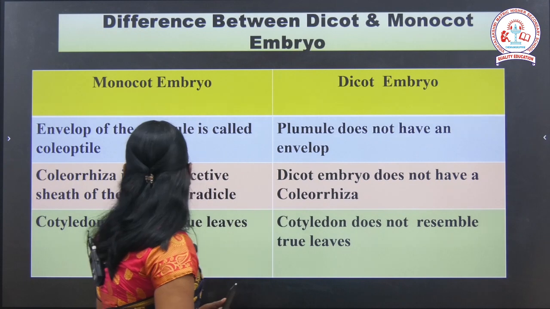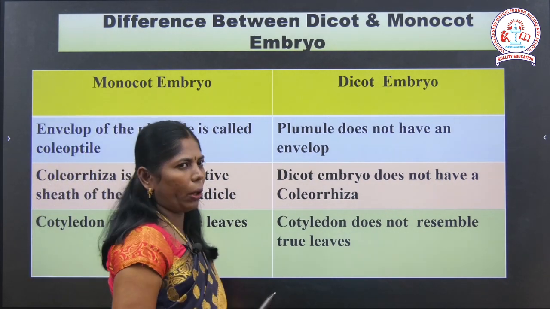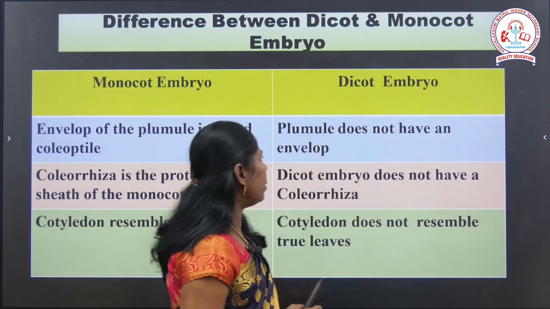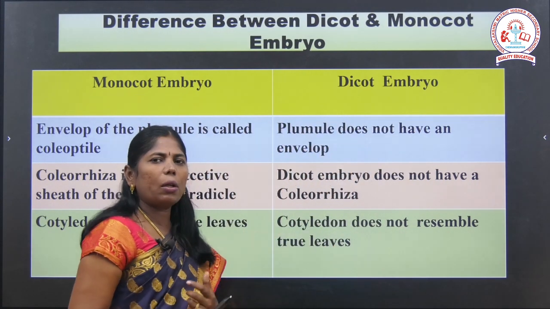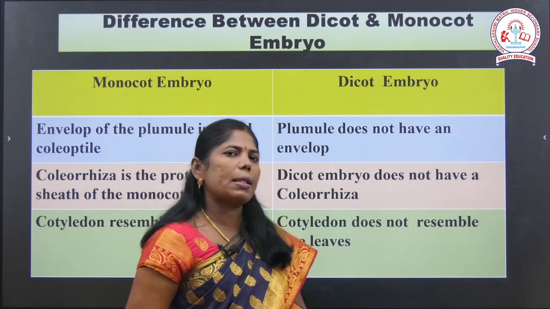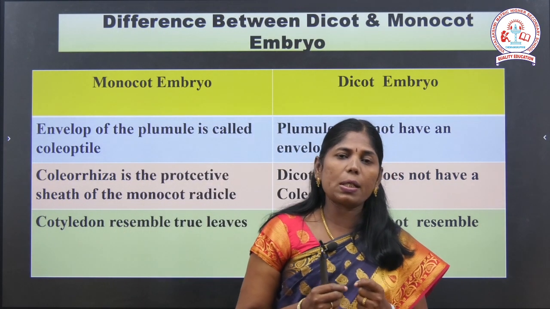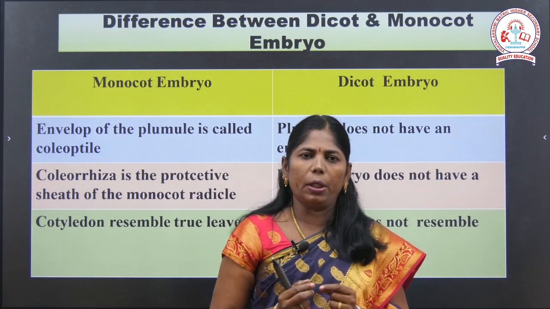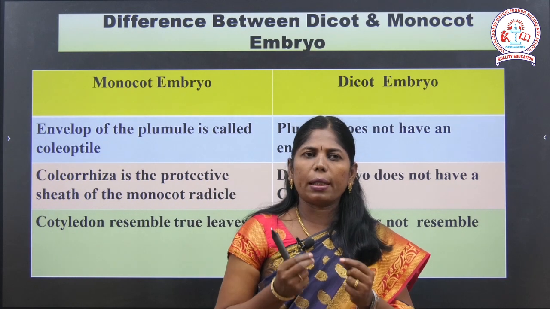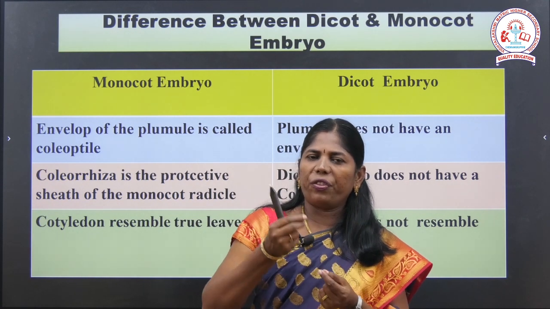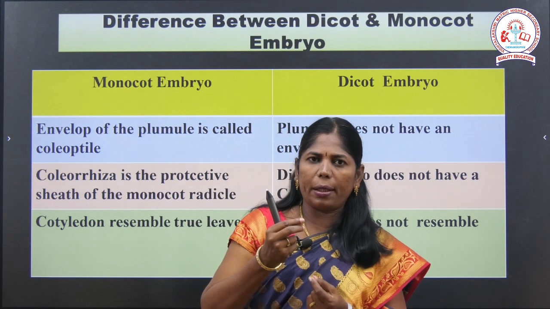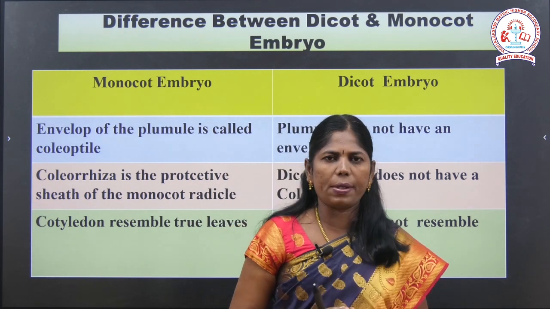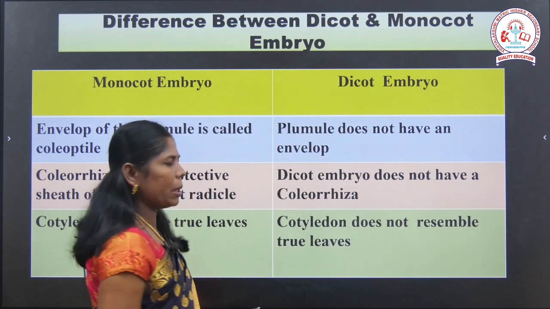Similarly, the coleorhiza is the protective sheath of the monocot radicle, a layer that protects the radicle. But the dicot embryo does not have a coleorhiza. Cotyledons resemble true leaves, as I said: the mature leaves look like the first hollow leaf structure. In monocots like grass, all the leaves look like that, so the cotyledon resembles the true leaves. In dicots, the cotyledon does not resemble the true leaves.